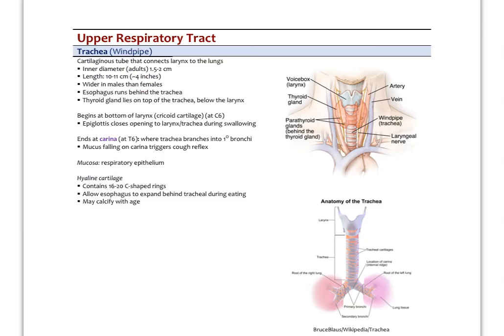Finally, we come to the trachea or windpipe, and this is what essentially connects the larynx with the lungs. It's a cartilaginous tube. It's about 1.5 to 2 centimeters in diameter in adults, and it's about 4 inches long, and it's wider in males than in females. The esophagus runs behind the trachea, and the thyroid gland lies on top of the trachea, right below the larynx.